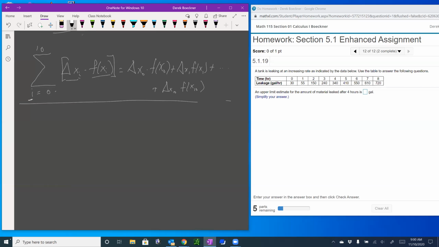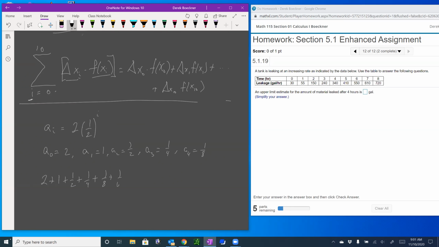You might see this in sequences and series. Say a sub i equals 2 times 1/2 to the i, right? This is a sequence. Say a0 is 2, a1 is 1, a2 is 1/2. Every time the exponent on the 1/2 gets bigger, so I multiply by 1/2 each time. a3 equals 1/4, a4 equals 1/8.